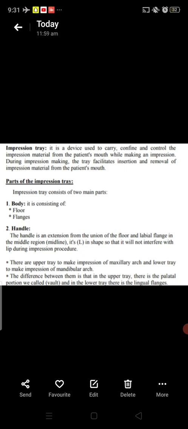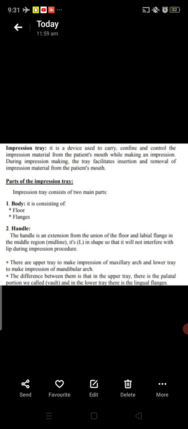Today is the fourth video of the repeat revision course of Complete Denture prosthodontics. In this video we will discuss impression trays. In this chapter we will discuss the impression tray, parts of the impression tray, types of impression trays, and construction of special trays. First we start with the impression tray.